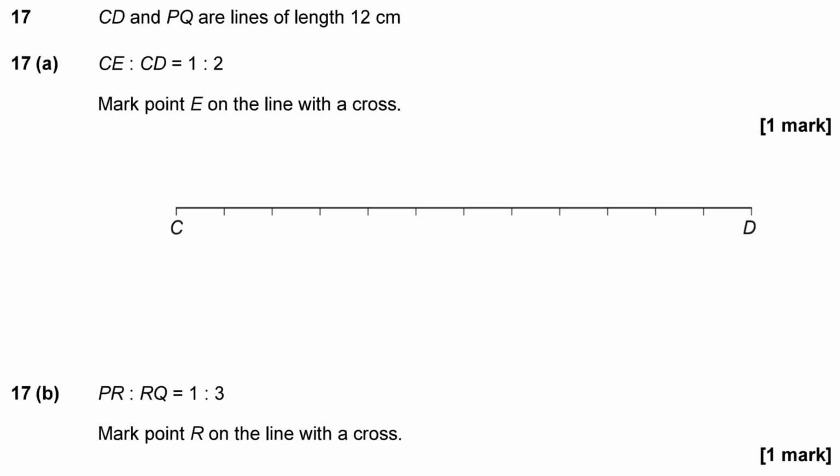Question 17. CD and PQ are lines of length 12 centimeters. And we're told that the ratio of CE to CD is 1 to 2. Mark point E on the line with a cross.